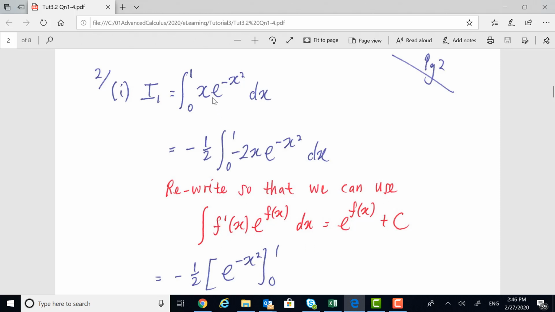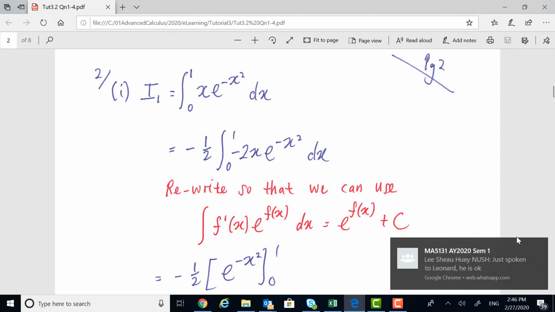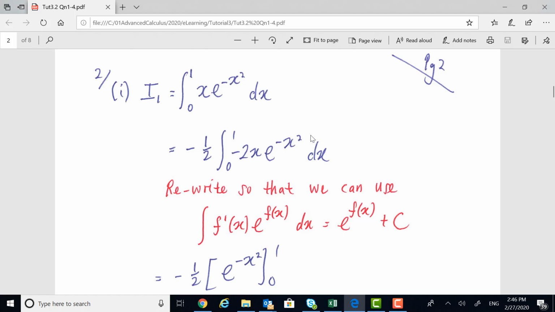So what I'm going to do here is I've rewritten this like this. I've introduced a minus 2, and so I neutralize it with a minus half. Why do I do so is because then this expression here is exactly the form of f prime x e to the power f(x). Why is it so? Because if you see here, this is minus x squared, right? If I differentiate minus x squared, this is minus 2x. So now I intend to actually integrate this expression to give me e to the power of minus x squared.